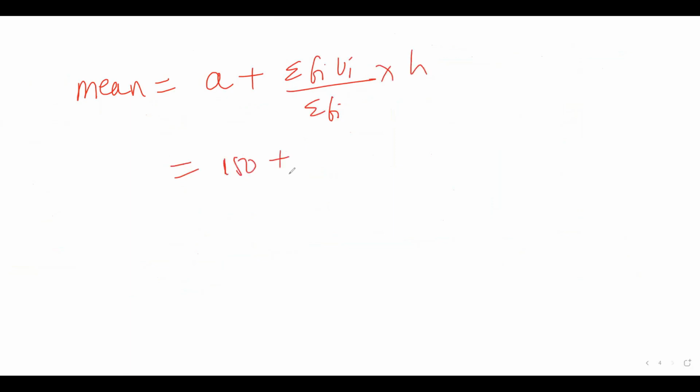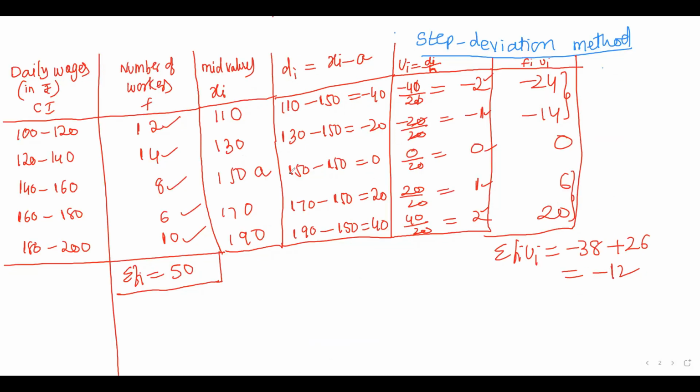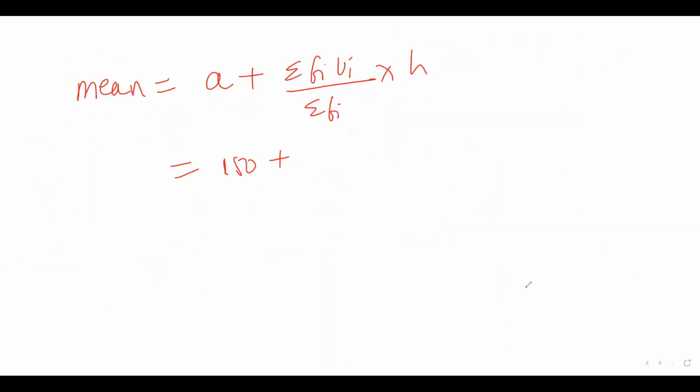Let us apply the formula. Mean is equal to A plus sigma fi ui by sigma fi into h. A is 150. Sigma fi ui is minus 12. Sigma fi is 50. H is 20. Minus 12 by 50 into 20. Is that okay? 0 cancel. Plus into minus is minus. 12 2s are 24 by 5.